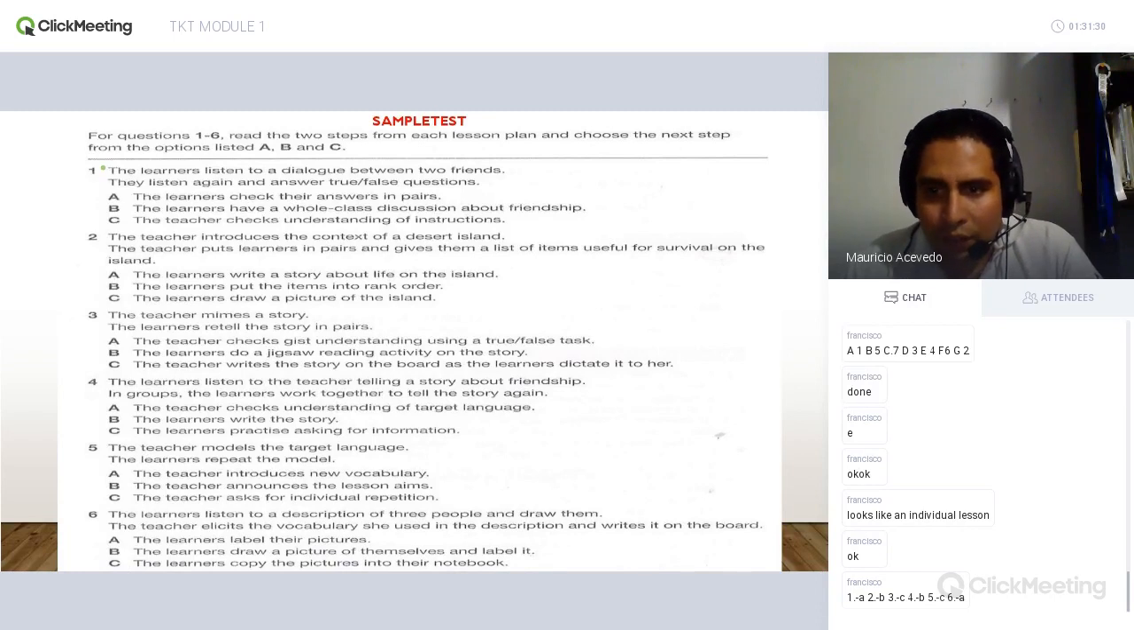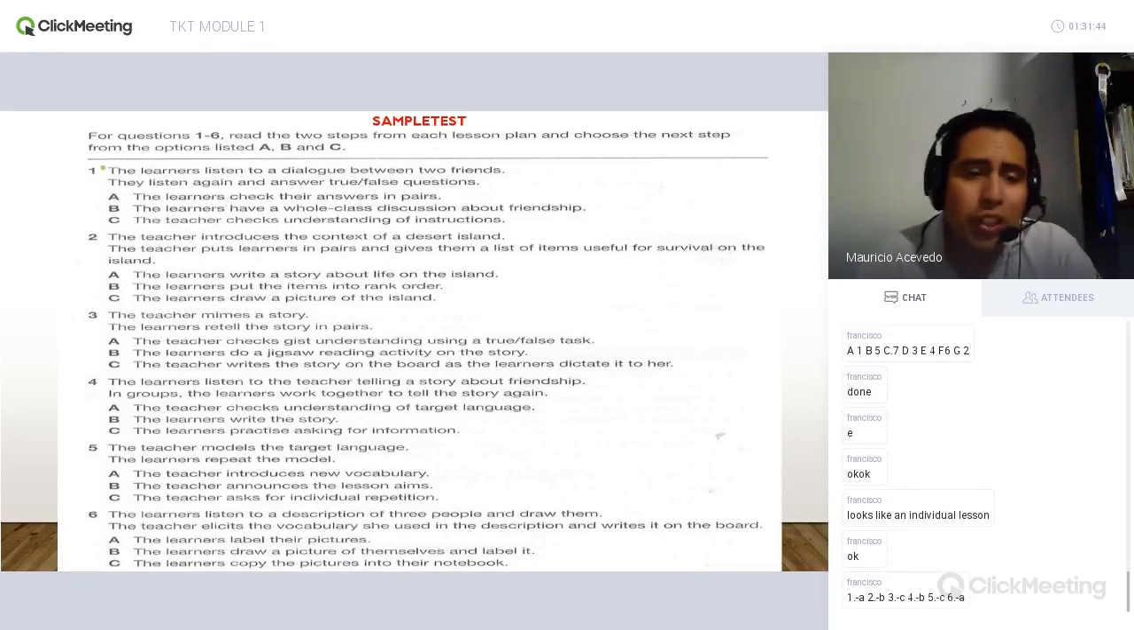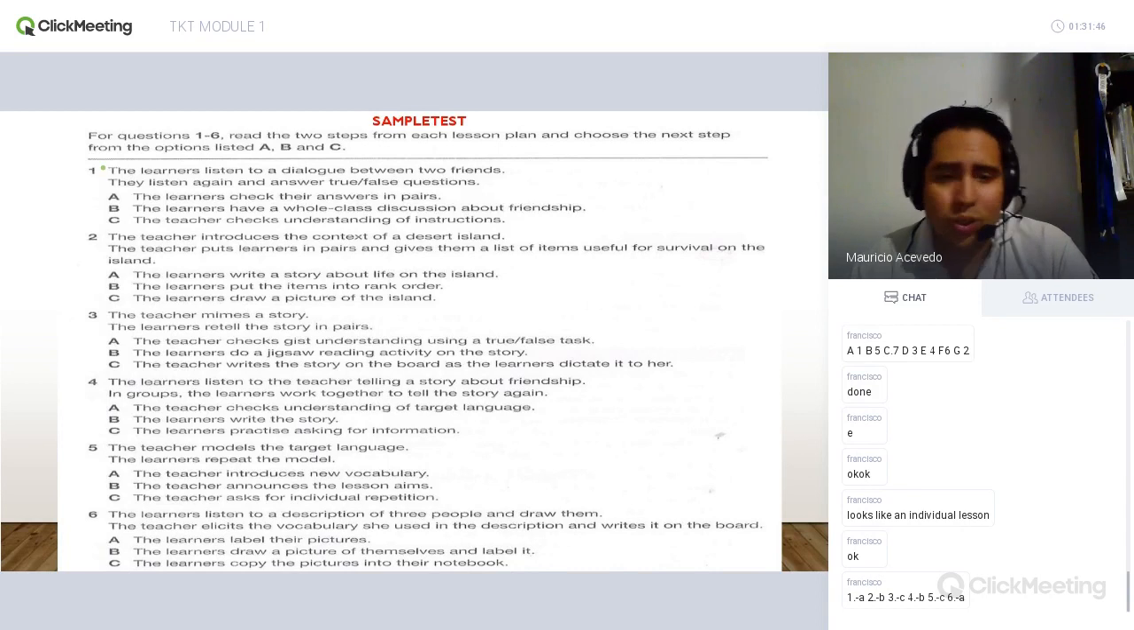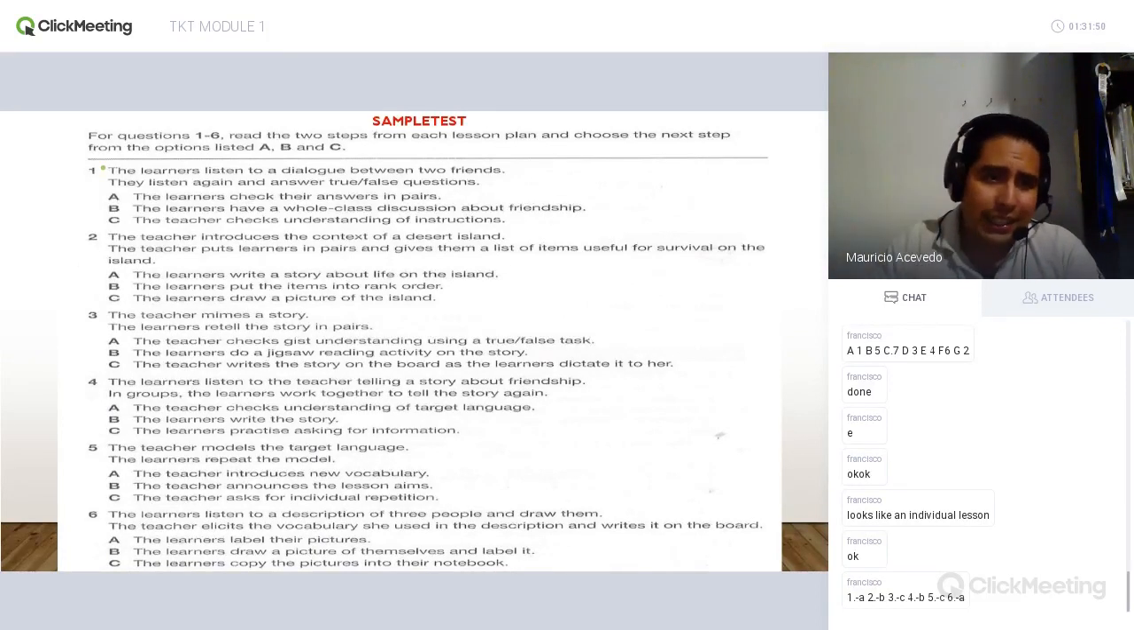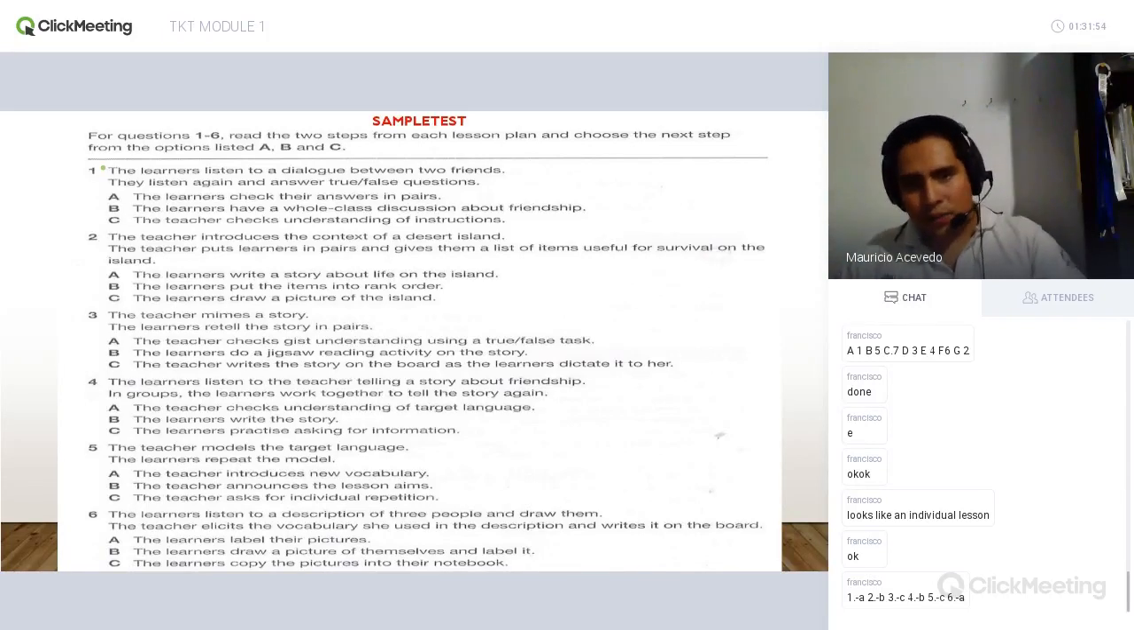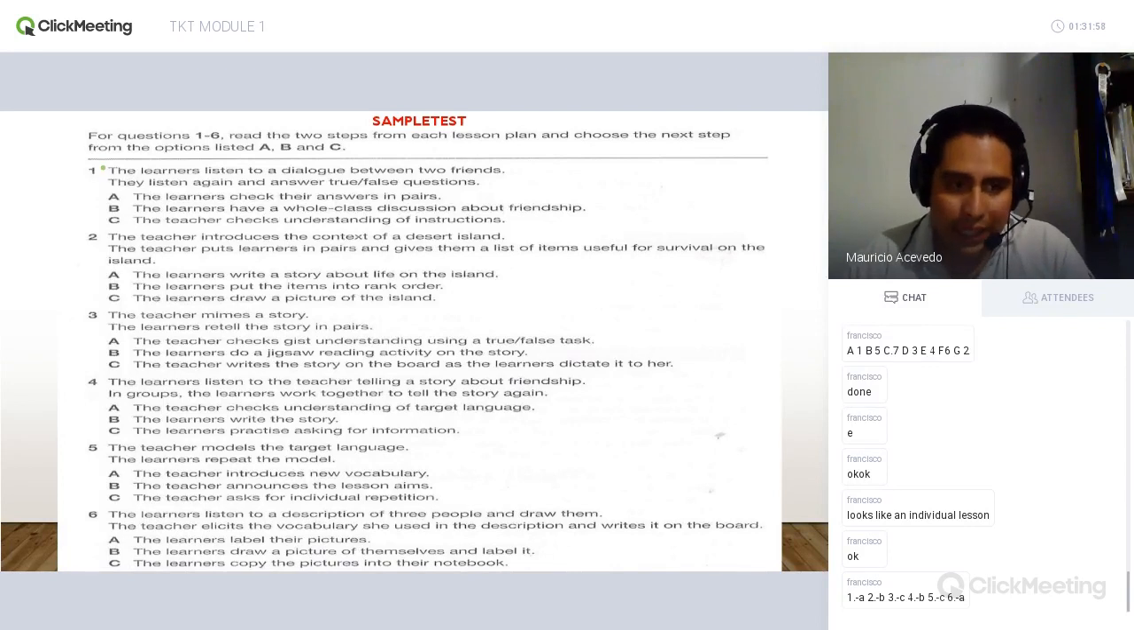Okay, number five for this letter C, the teacher asks for individual repetition because he models the target language first, then he repeats. Okay, could be. Don't you think is that the teacher introduces new vocabulary? Maybe because he said the target language, then he repeats. Now he introduces. Now this vocabulary is for this and this and this. Maybe I'm not sure, but maybe you are right.